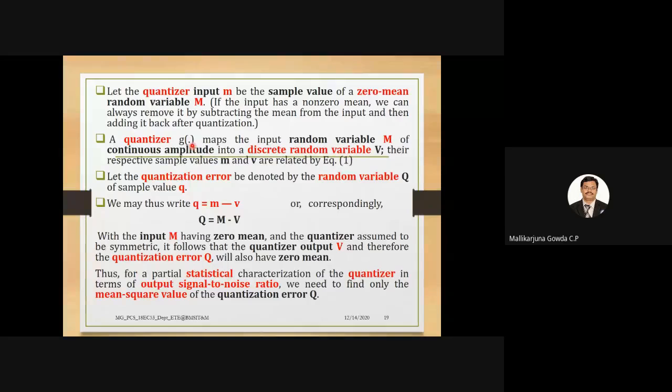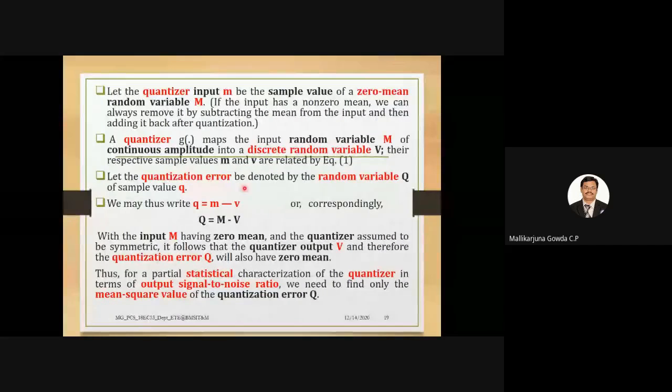The quantizer means G of some function, that is G of M, which maps the input random variable M of continuous amplitude into the discrete random variable V. Their respective sample values I can write as small m and v. Those two are related by v is equal to G of m. That was equation 1.